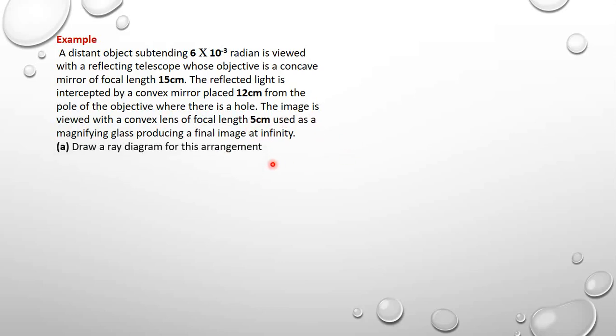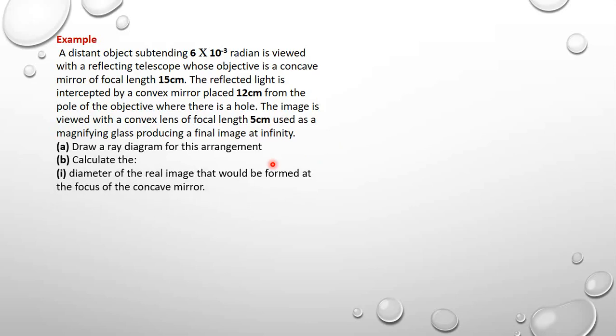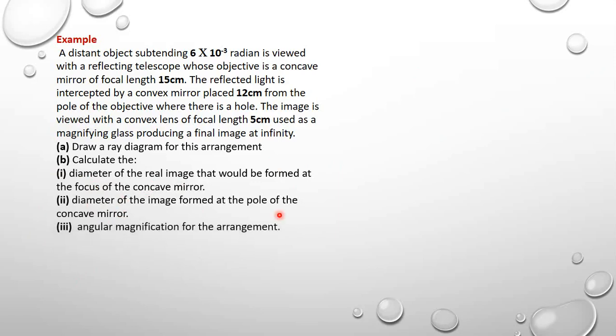Question: draw a ray diagram for this arrangement. Then also calculate the diameter of the real image that would be formed at the principal focus of the concave mirror. That is, when we talk of the diameter, that's the height of the image. And then also the diameter of the image formed at the pole of the concave mirror, that is still the height of that image. And then also the angular magnification for the arrangement. So let's begin by looking at the ray diagram.